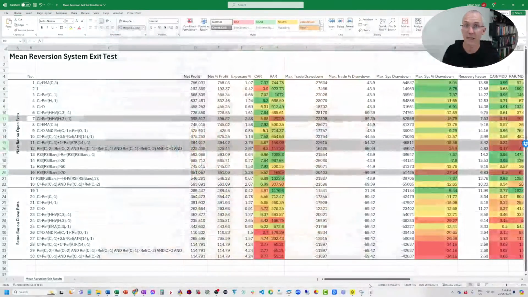But the best mean reversion exits are often the very quick ones, the ones that just get you out on the first sign of a little bounce, and then you take your profit and you run. They're the ones that tend to work best. And the exit tests that we've done here absolutely confirm that.